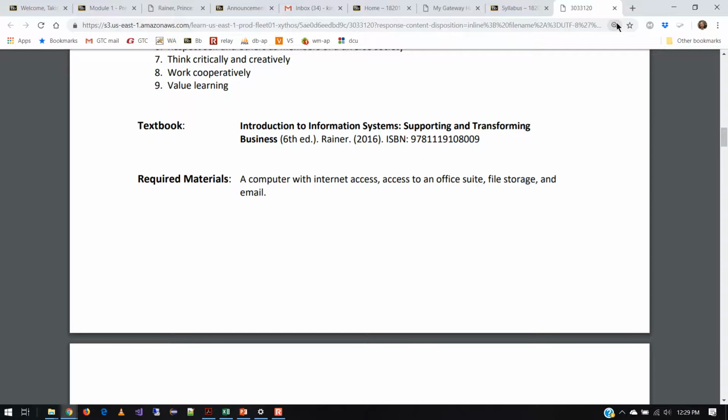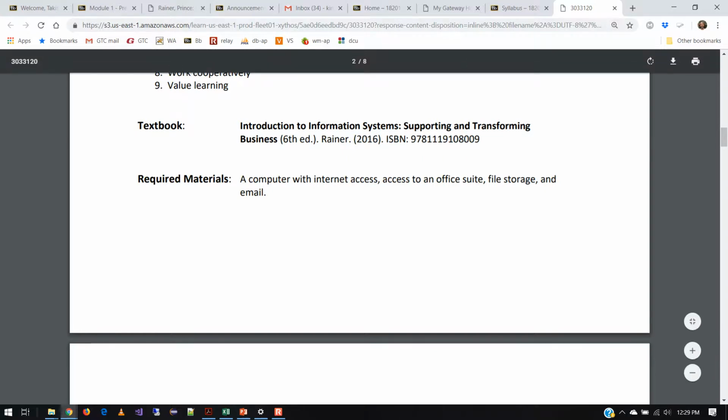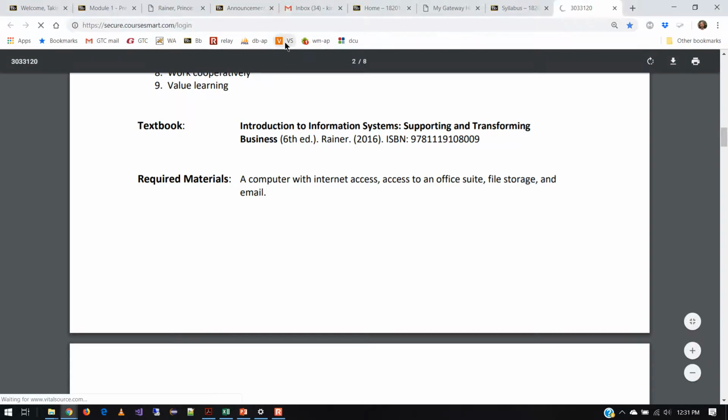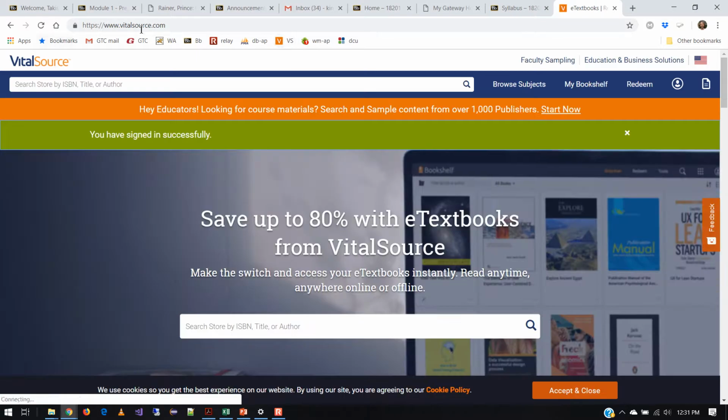But what I did to get my copy of the book, because I haven't taught on this version of the textbook, is I had to go to a website called Vital Source. So I'm going to go to it right now. And it's just vitalsource.com. So this is one way you can get it. You can also get it through the bookstore. They have a way to get it. And once you're signed in, it basically just pops up on your screen like this. It goes into your library.